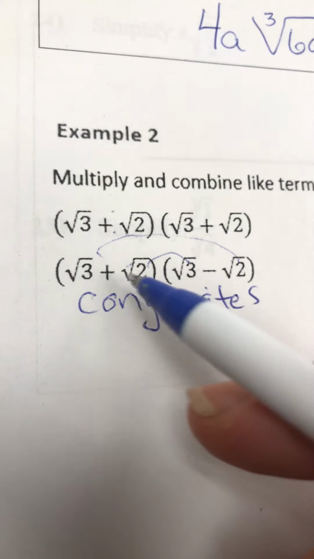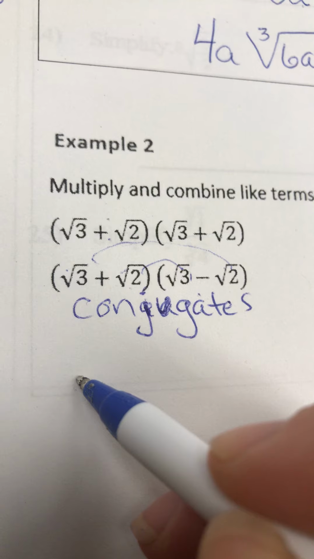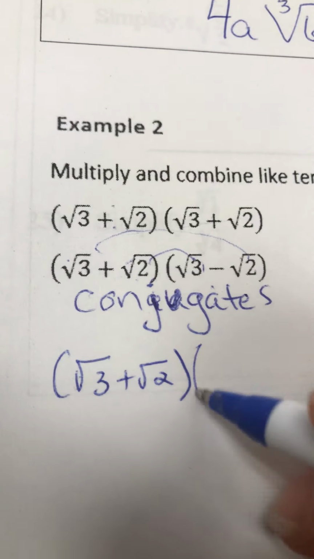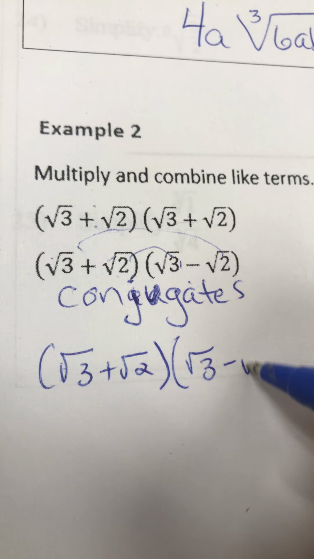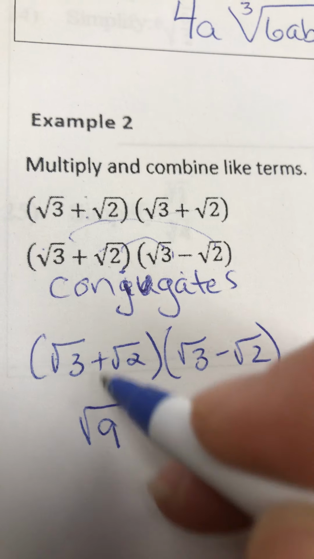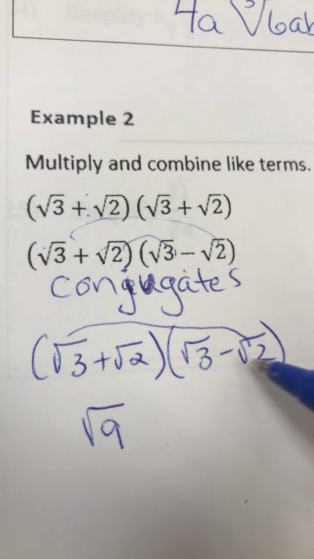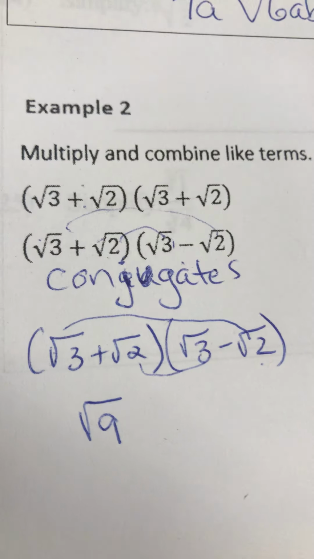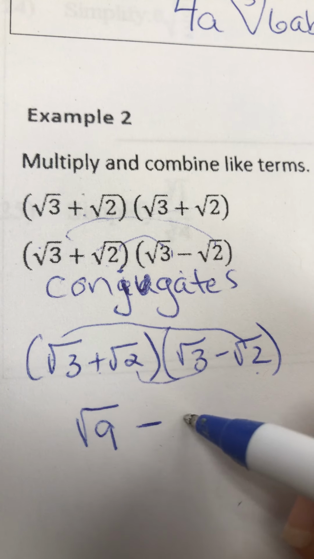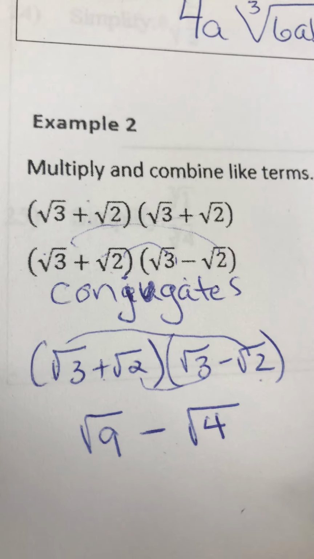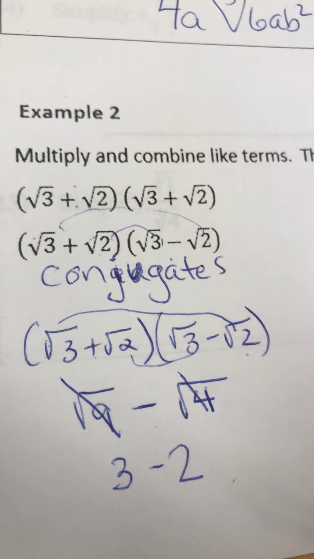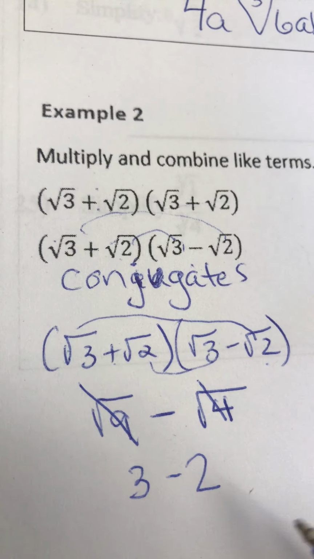But conjugates, rad 3 times rad 3, if I am multiplying conjugates together, which means I have the same exact numbers, but one is a sum, one is a difference. The rad 3 times rad 3 is rad 9, but outer is a negative rad 6, where inner is a positive rad 6. They cancel each other. Then I have a positive times a negative is a negative, and rad 2 times rad 2 is rad 4. This is 3, this is 2, so it's 3 minus 2.